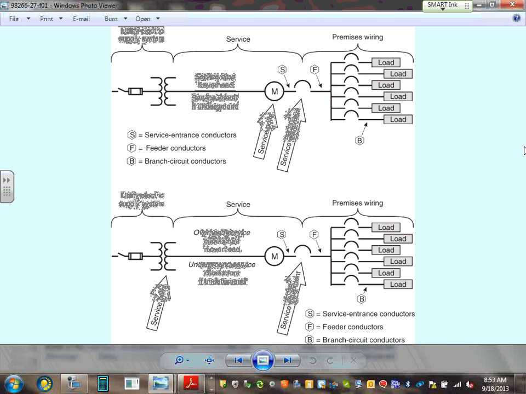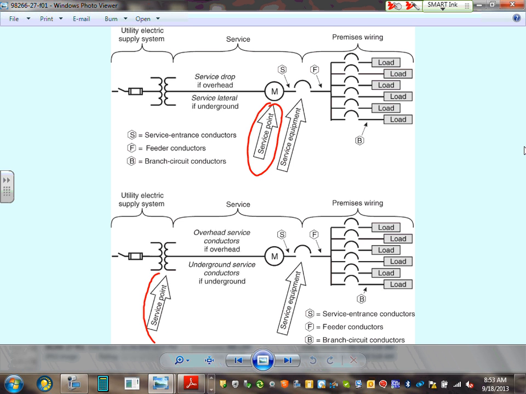So just, Anna, my friend, a quick reminder. We talked about this one, guys. What I want to emphasize is the service point. Wherever you put the service point, that will decide if it's going to be an overhead service conductor or underground service conductor, or if it's going to be a service drop or service lateral. Can I have a thumbs up, Chad?